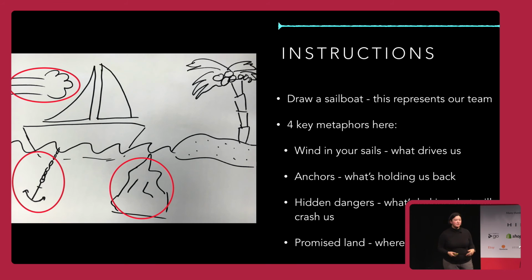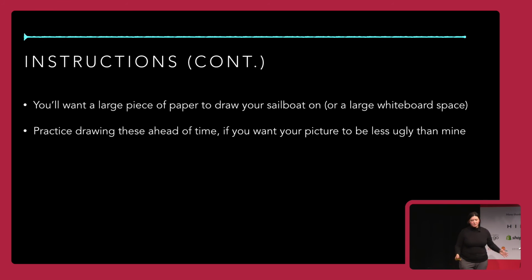What are the hidden dangers lurking beneath the surface that are going to shipwreck us, that are going to crash our ship? And then most importantly, and sometimes they leave this off in some versions of the sailboat, but I like to draw it on: what is the promised land? What does success look like to us as a team? What are we trying to achieve? So you'll want a big piece of paper to draw this out.